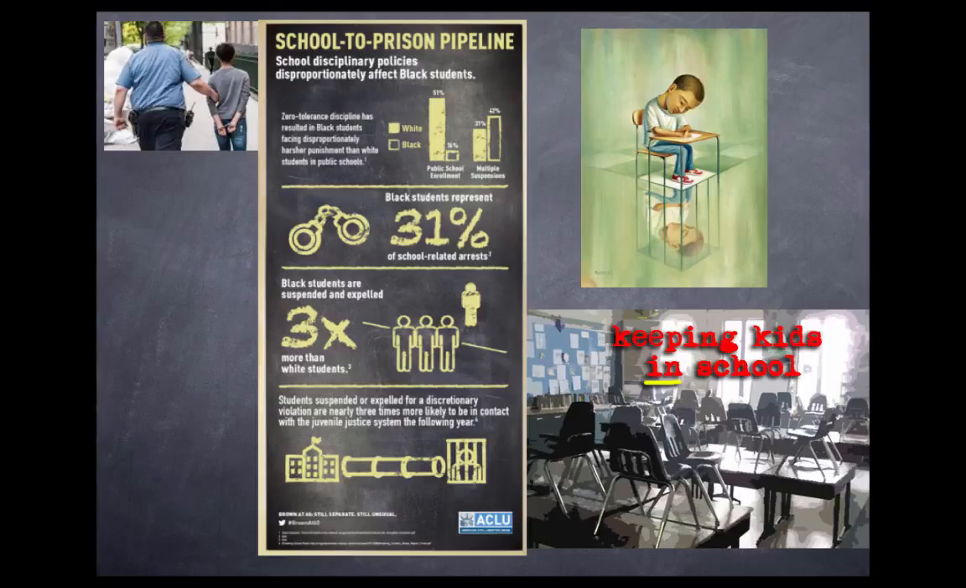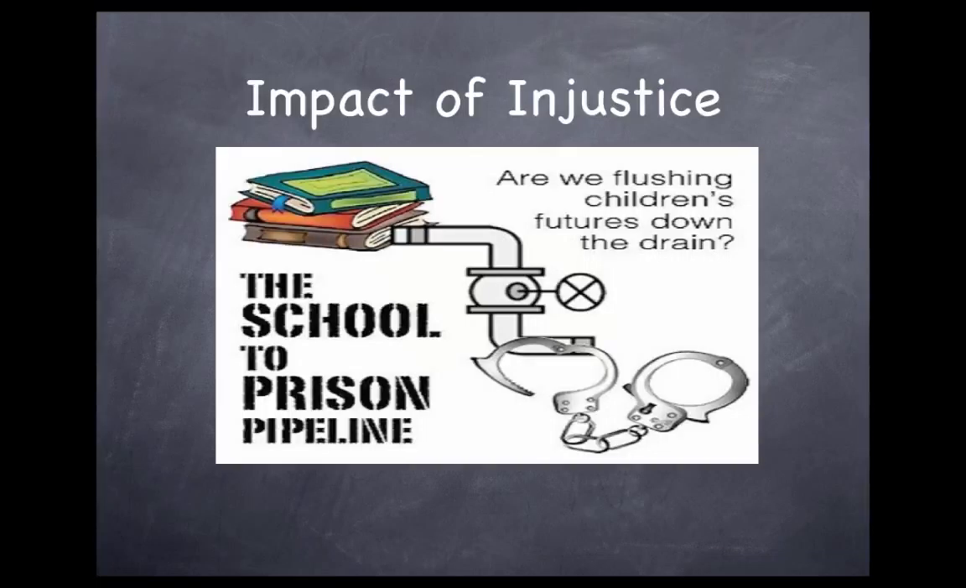Students suspended or expelled for a discretionary violation are nearly 3 times more likely to be in contact with the juvenile justice system the following year. What are we doing to keep kids in school? Are we coming up with alternative dispositions to keep our students out of the jail system? Another big question is, are we flushing students' futures down the drain?